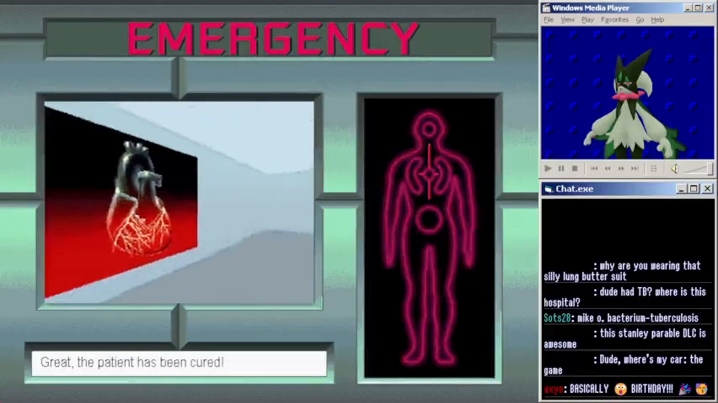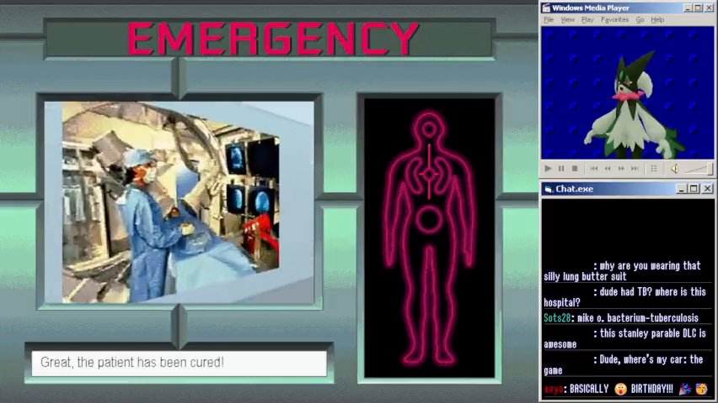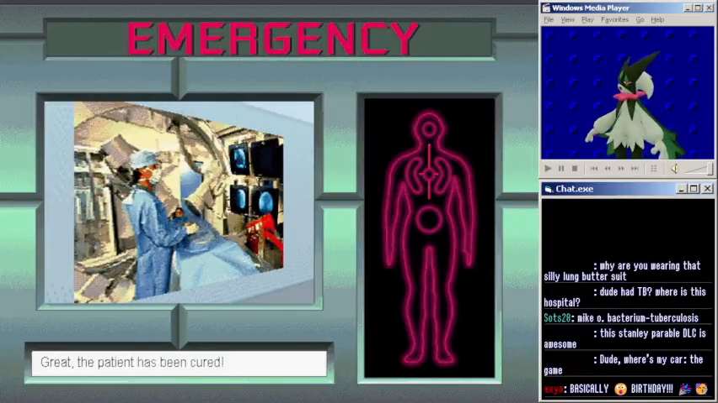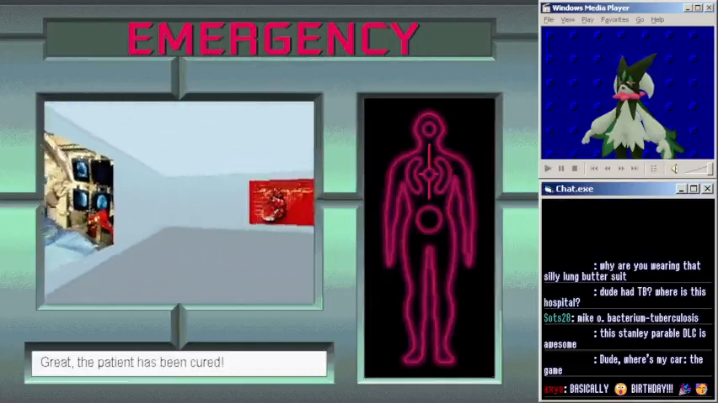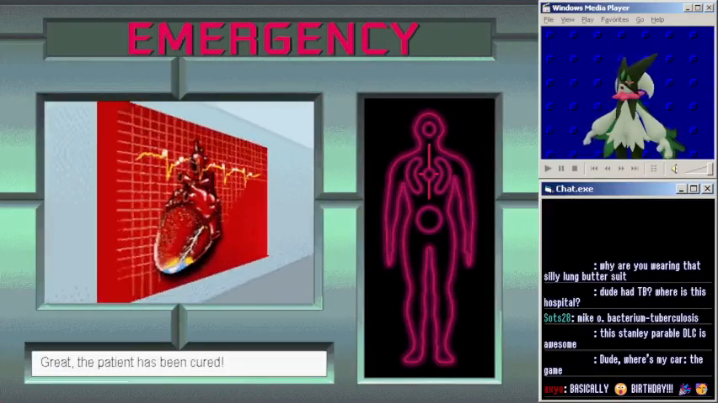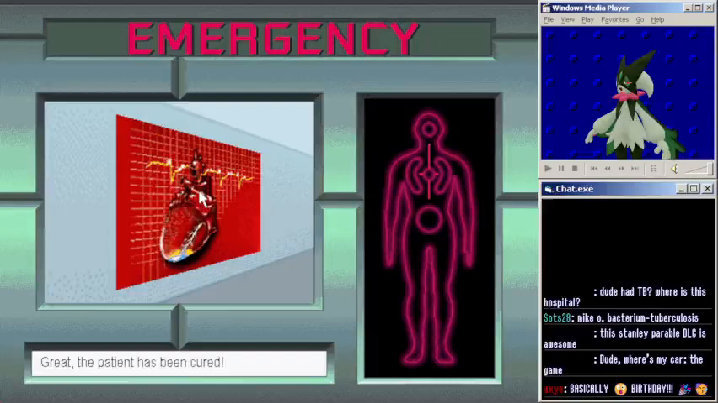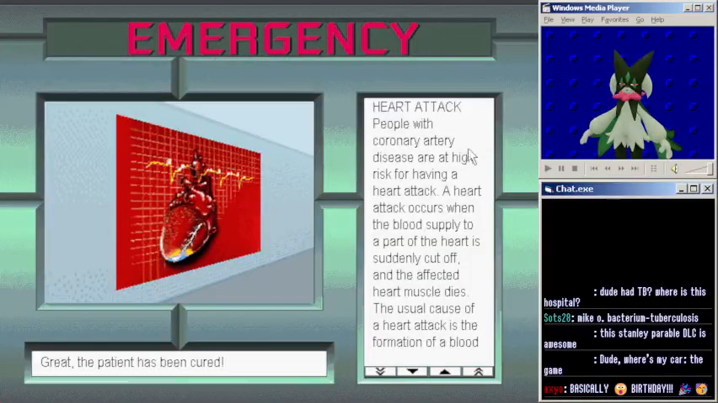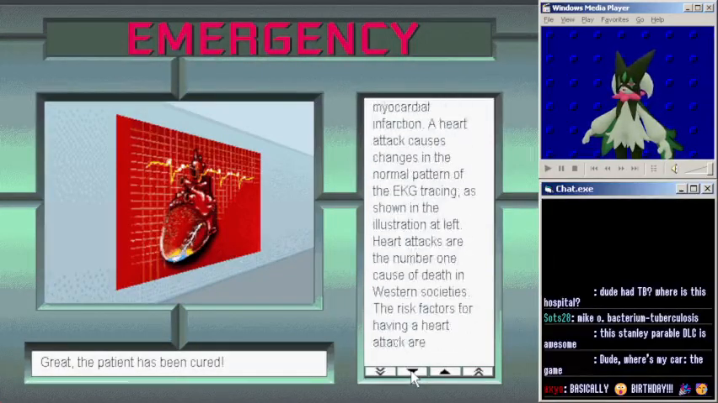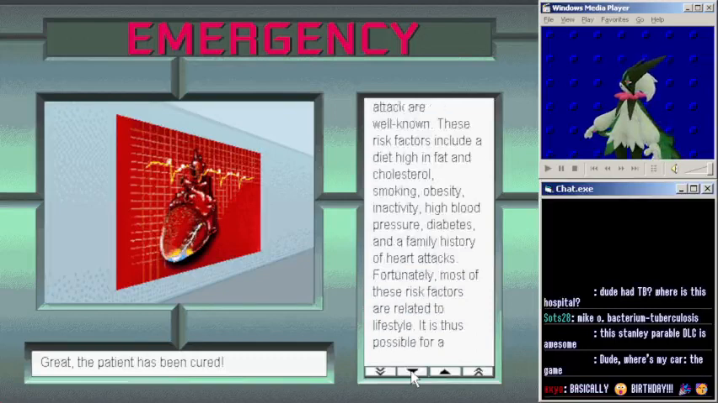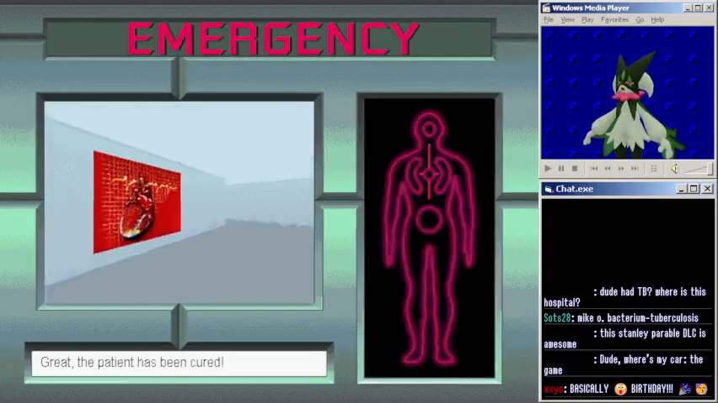The heart. And we have just successfully saved every single patient in the world by shrinking down inside of their bodies and zapping their lemons and or broccoli. Coronary angiography. That's a mouthful. See, now this is the educational part where if we look at all the fun pictures. Heart attack. People with coronary artery disease are... It's just lots and lots of useful information, but very dry.